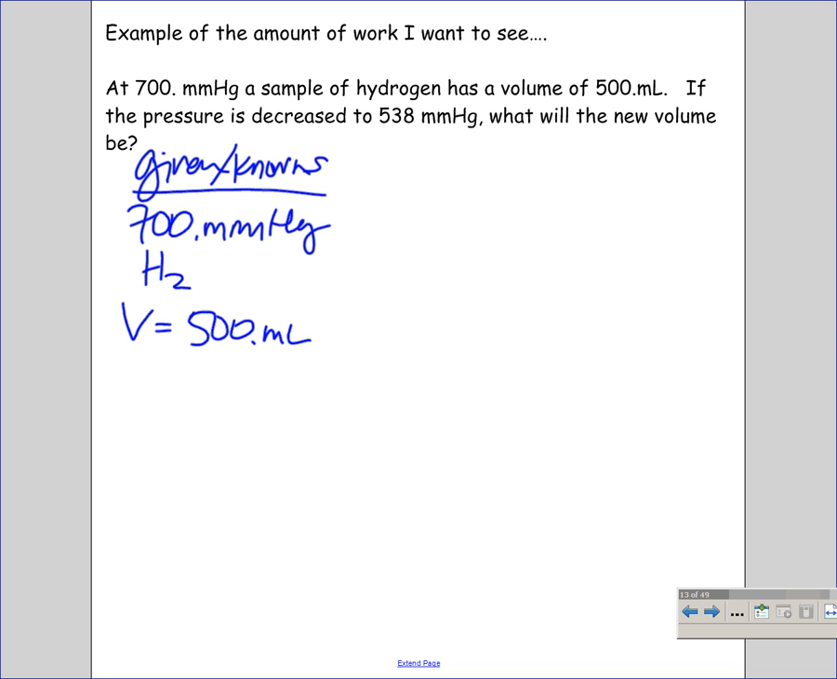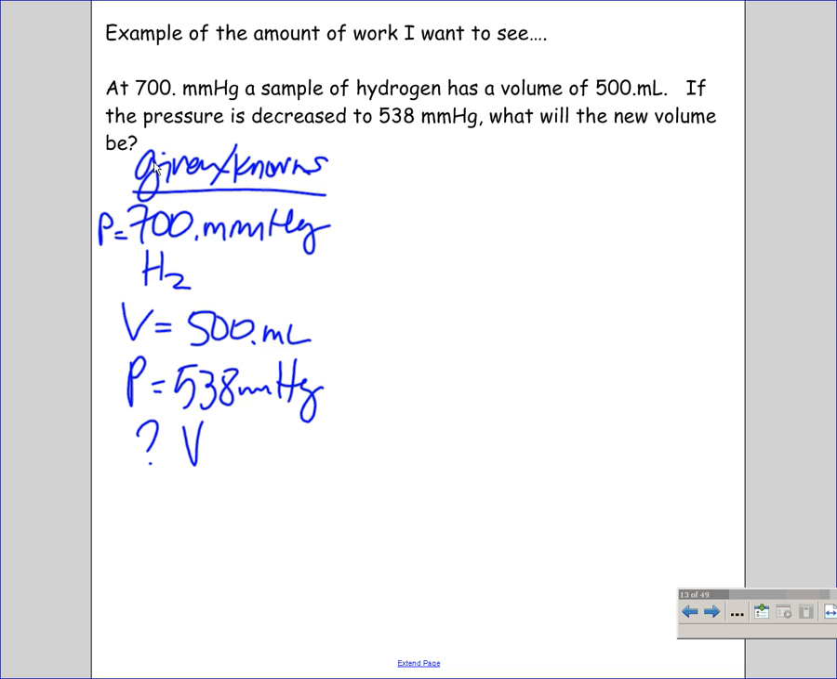What was this first one labeled? So I would put P out here. Pressure. Okay. All right, so I read the first sentence, I'm not reading it again. If the pressure is decreased to 538 millimeters of mercury, what will the new volume be? So as I'm reading, I'm writing down the things that I'm saying to myself. Now, I'm not going to read the question again. I'm going to look at the data in my hand and figure out what I can do with this.